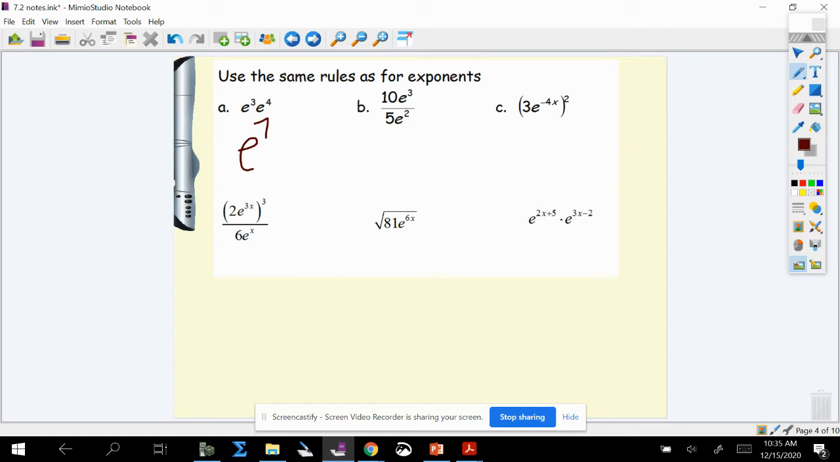For B, first I'm going to divide the 10 divided by 5, which is 2. And then for the e part, since I'm dividing bases, I'm going to subtract exponents. So I get just e to the first, or you could just write e. So you could write it like that, or you could write it as just 2e.